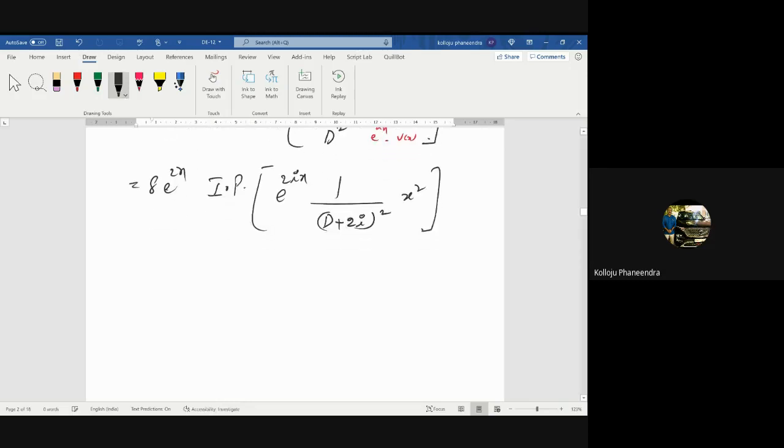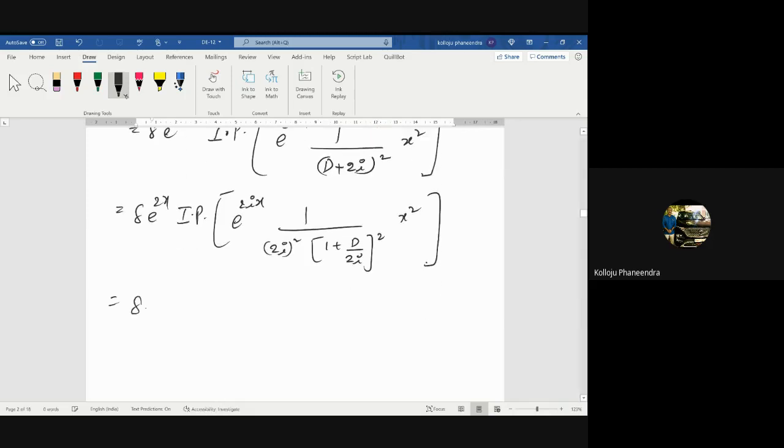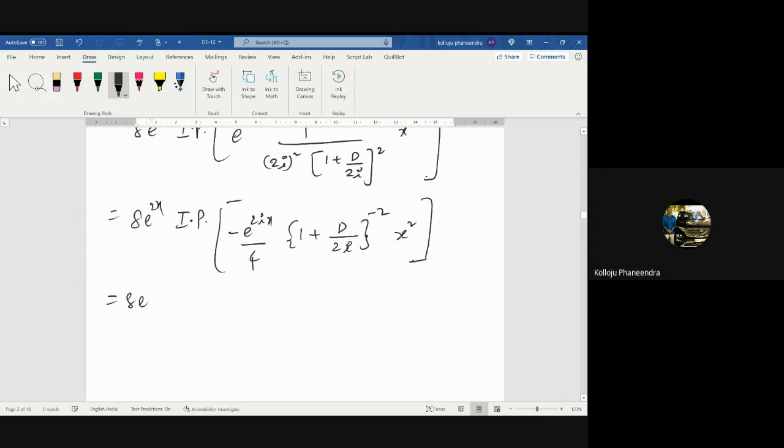Done. Now the x power k model, imaginary part of e to the power of 2ix. What is the x power k model? What is common? I have to take the least degree, that is 2i, whole square is common: 1 plus D by 2i, whole square, into x square. That is equal to 8 into e to the power of 2x. Imaginary part of this, (2i) square is minus 4, so e to the power of 2ix by minus 4. And you take this to the numerator: (1 plus D by 2i) to the power of minus 2, x square. Just now we applied the formula, the same formula is applicable here.